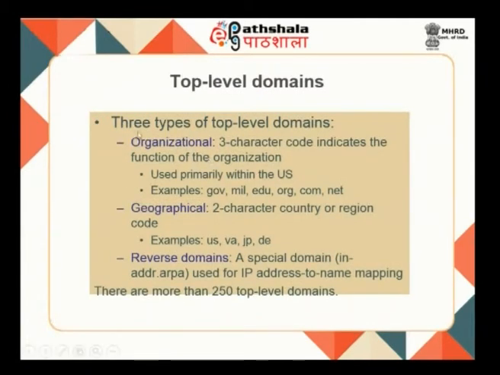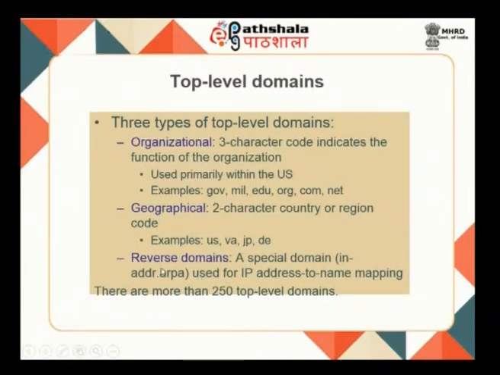When we talk of these top level domains, there are actually three types of top level domains. One is the organizational domain. This is a 3-character code which indicates the function of the organization. For instance, government, military, EDU, ORG, com, net and so on. These were primarily what was used originally. After that, with the widespread use of the World Wide Web, when many countries, everybody started using it, there was also a requirement to have a country wise domain. So, a geographical 2-character country or region code has also been introduced. This is where we get our US, VA, JP, DE, IN and so on.